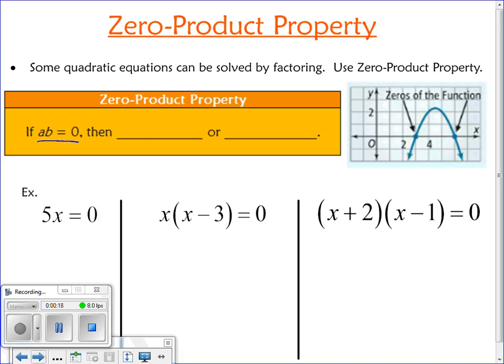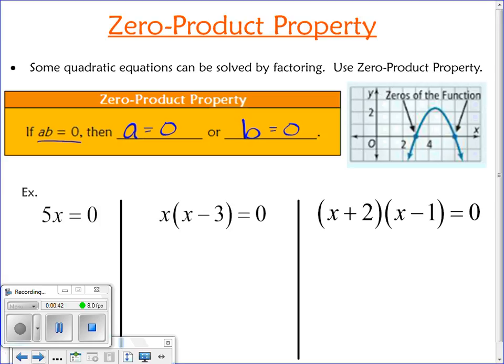If A times B equals 0, then what must be true? If A times B equals 0, one of them is 0. Good. Then either A equals 0 or B equals 0. Right? Because if I'm going to multiply two things together and get 0 for an answer, one of them has to be 0.